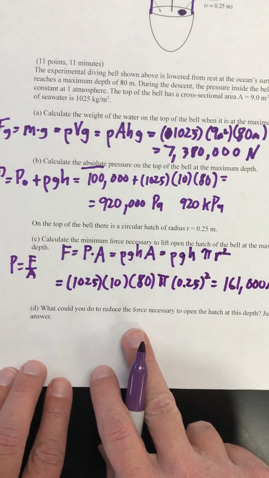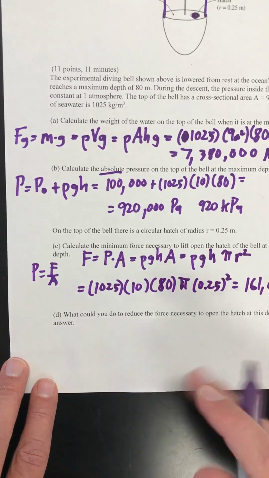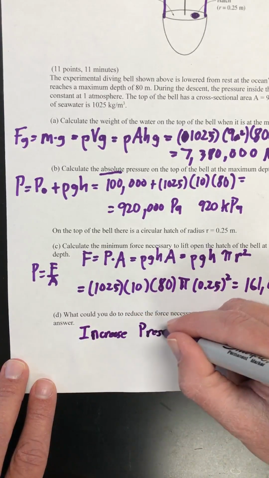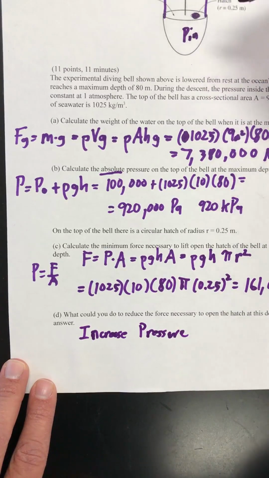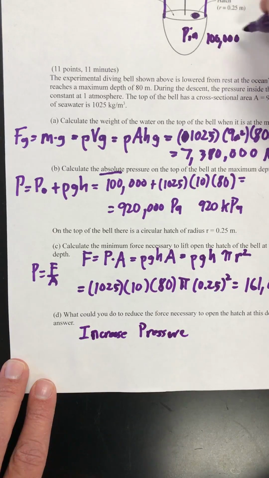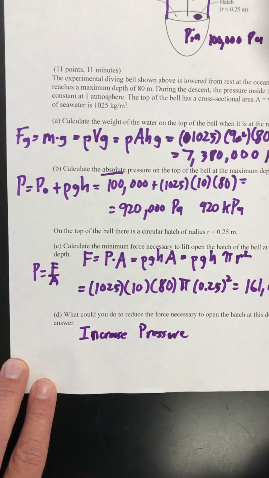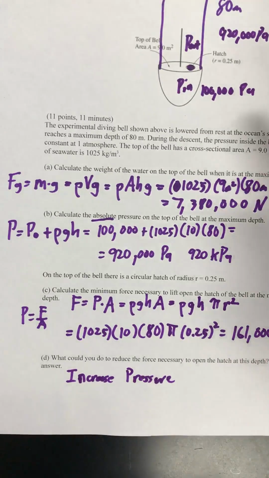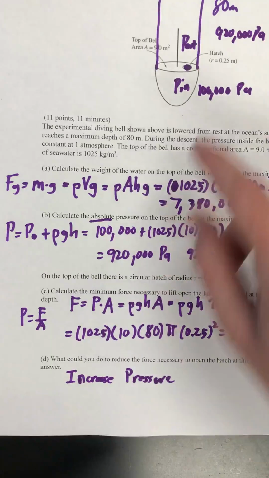Last part here, what could you do to reduce the force necessary to open the hatch at this depth? Justify your answer. The most common answer they look for is increase the pressure inside. Right? Because the more pressure you have inside, the less the difference is. So we have some pressure inside, which is 1 atmosphere, so it's 100,000 pascals. And outside we figured it's 920,000 pascals absolute. So it's an 820,000 difference there. And so in order to reduce that difference, it would make sense to increase the pressure inside.